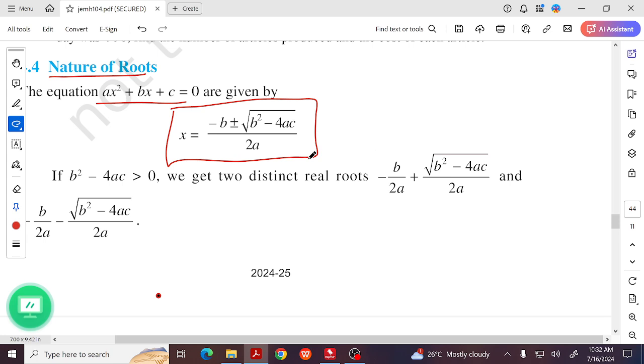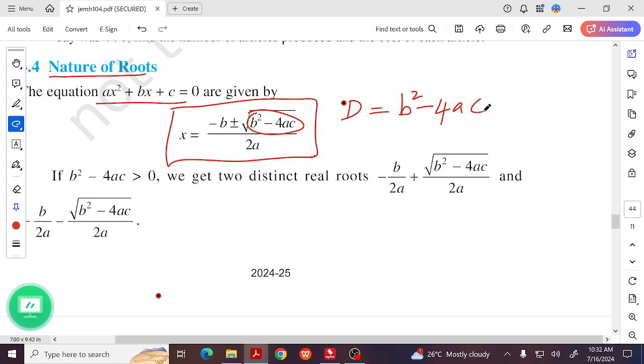Here, what I'm going to use is what is inside the root. I'm going to call it D. D equals b square minus 4ac. D stands for discriminant. Why is it called the discriminant? Because before solving the quadratic equation, we are describing which type of solution it contains. That is why it is called a discriminant.